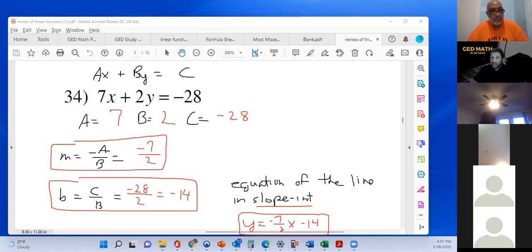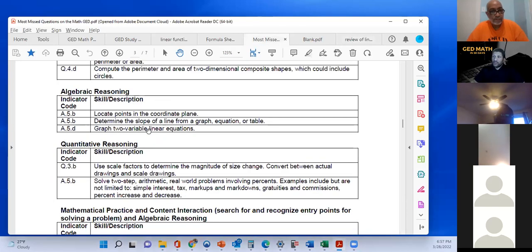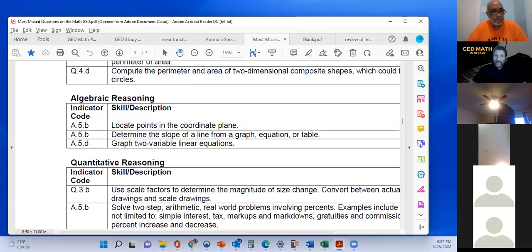So again, let me make sure we understand what we're doing. From the most missed questions, let me increase the zoom. We are here: determine the slope of a line from a graph, equation, or table. But before I do slope from a table, because I kind of went over that last week, I want to go over parallel and perpendicular.